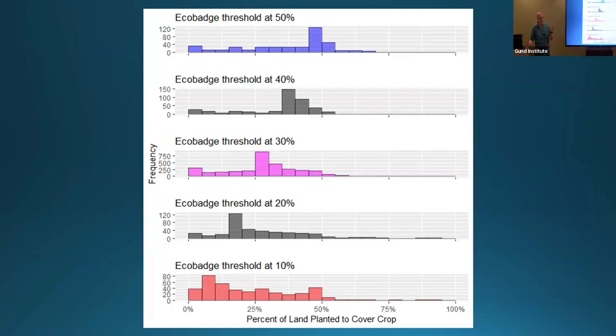That threshold was varied in a bunch of different versions of the game. And if people played the version where the threshold was that you had to put 50% of your land into cover cropping, that's what they did. They put 50% of their land into cover crop. That was the biggest signal in the game. We had climate change effects, bigger droughts and floods, all this sort of stuff. The cover crop was the biggest signal that we found in the data.